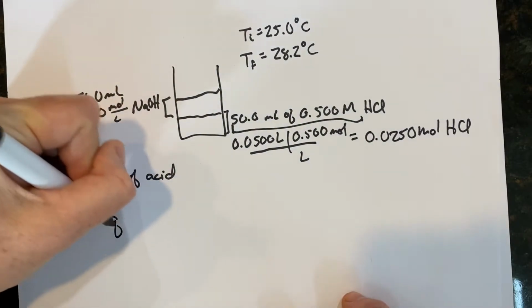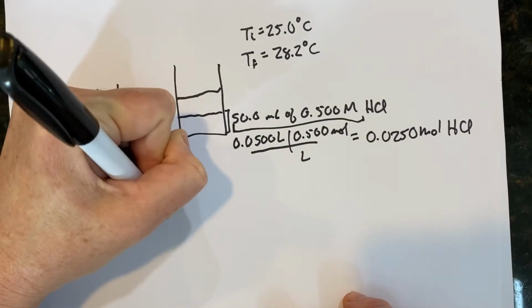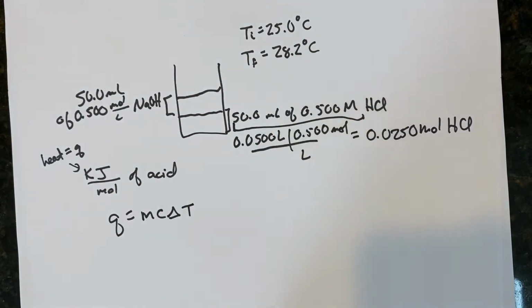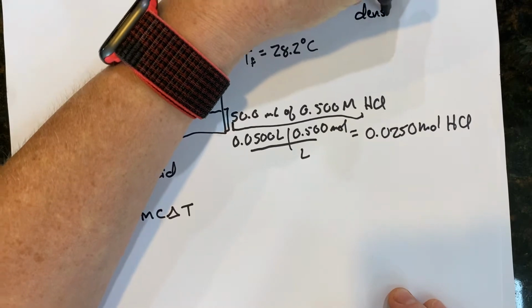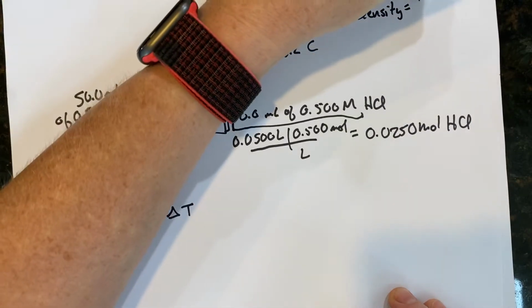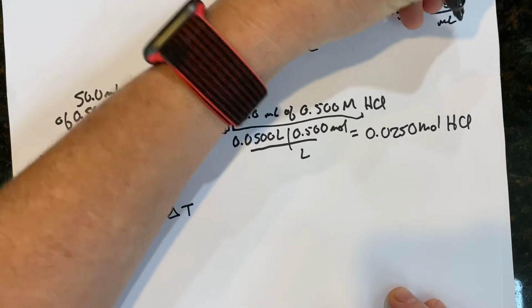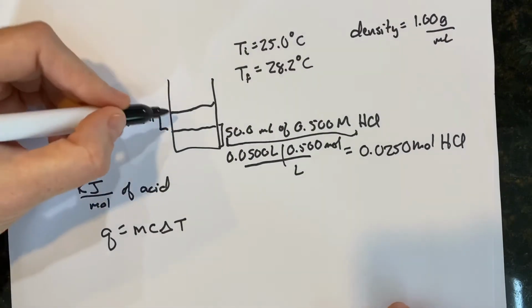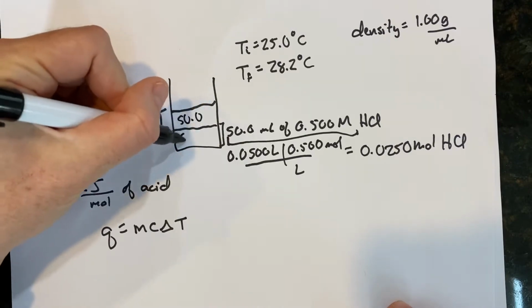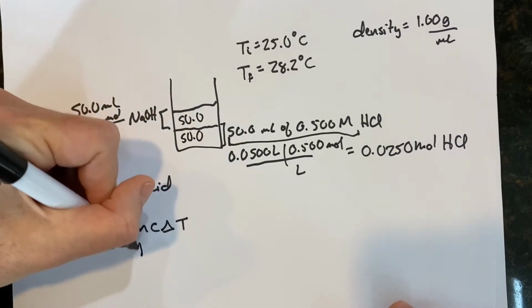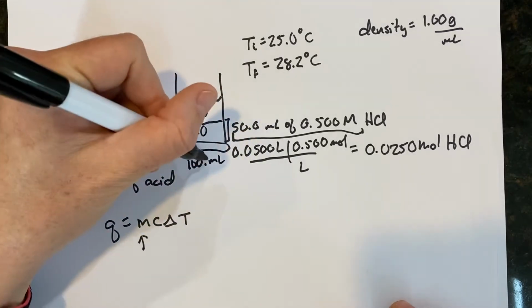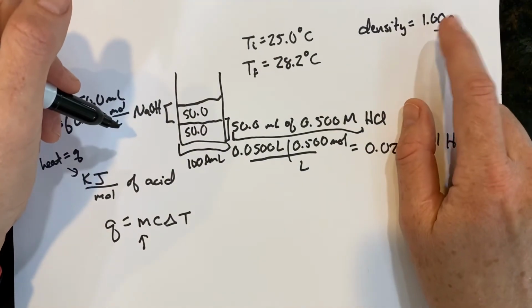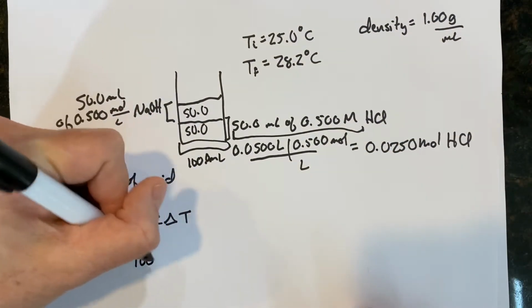Well, Q for all our pre-meds equals MCΔT, m c delta T. There's a hint that the question gives us, and it tells us that the density of the solution is equal to 1.00 grams per milliliter. That means every milliliter weighs a gram. So we added 50 milliliters here and 50 milliliters here. So our mass is going to be the mass of 100 milliliters. But the cool thing is that it's 1 gram per milliliter, so this is actually going to end up being 100 grams.